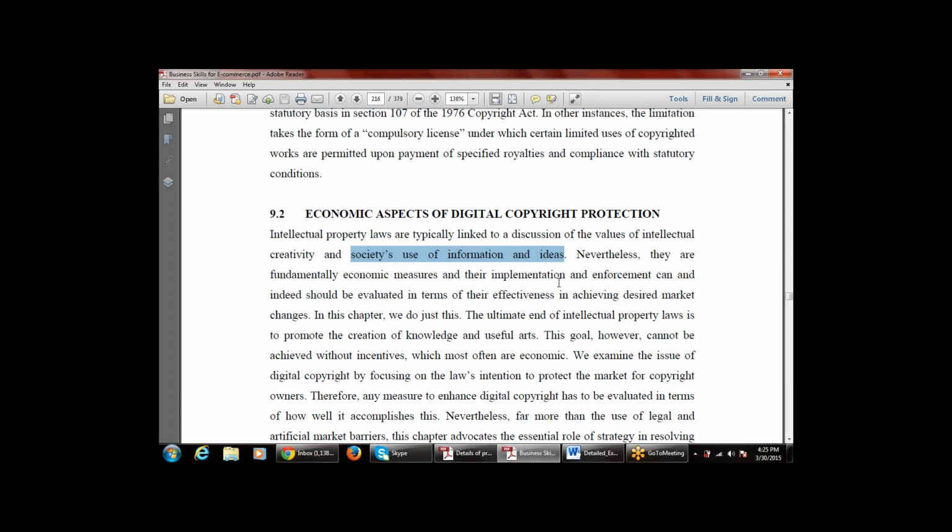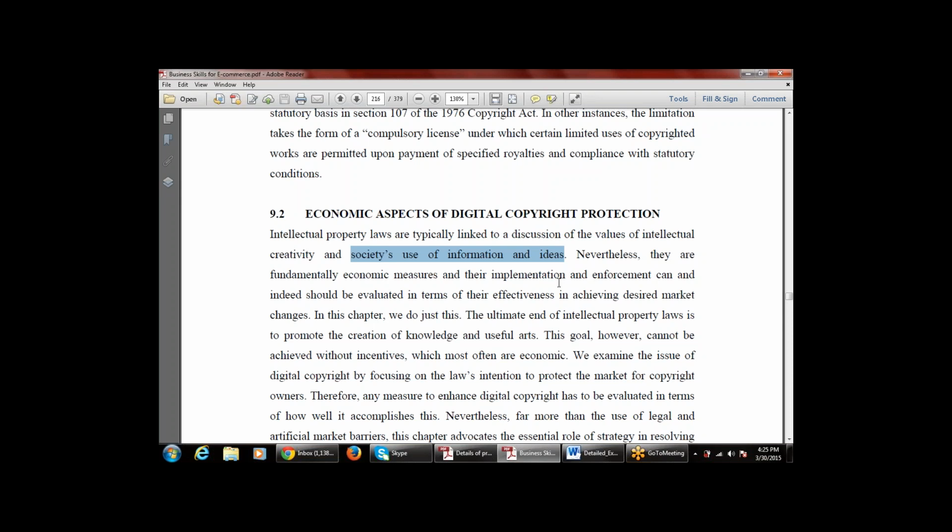This goal, however, cannot be achieved without incentives, which most often are economic. We examine the issue of digital copyright by focusing on the law's intention to protect the market for copyright owners. Therefore, any measure to enhance digital copyright has to be evaluated in terms of how well it accomplishes this.